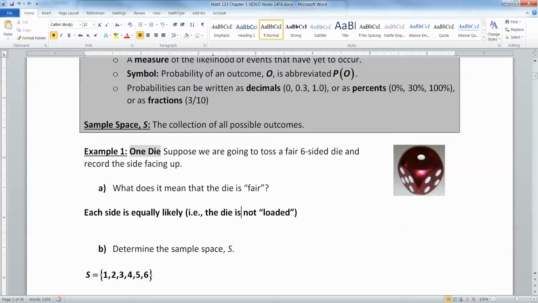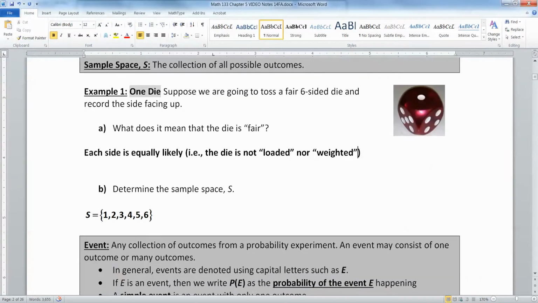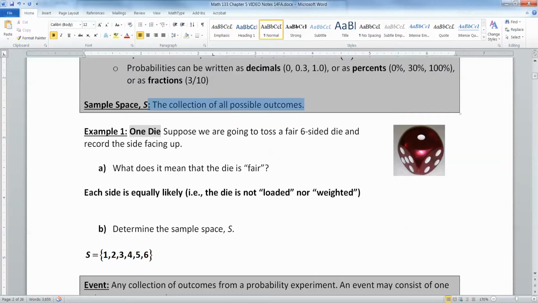Well, in probability, that means that every side is just as likely as every other side. In other words, each side is equally likely. The die is not loaded, it's not weighted to roll on one side versus another. It's fair. Every side is just as likely to happen as every other side. All right, then we want to determine the sample space. The sample space is the list of all possible outcomes. If you're going to toss the die one time and record the side facing up, it could be a 1, 2, 3, 4, 5, or 6, and that's your sample space.